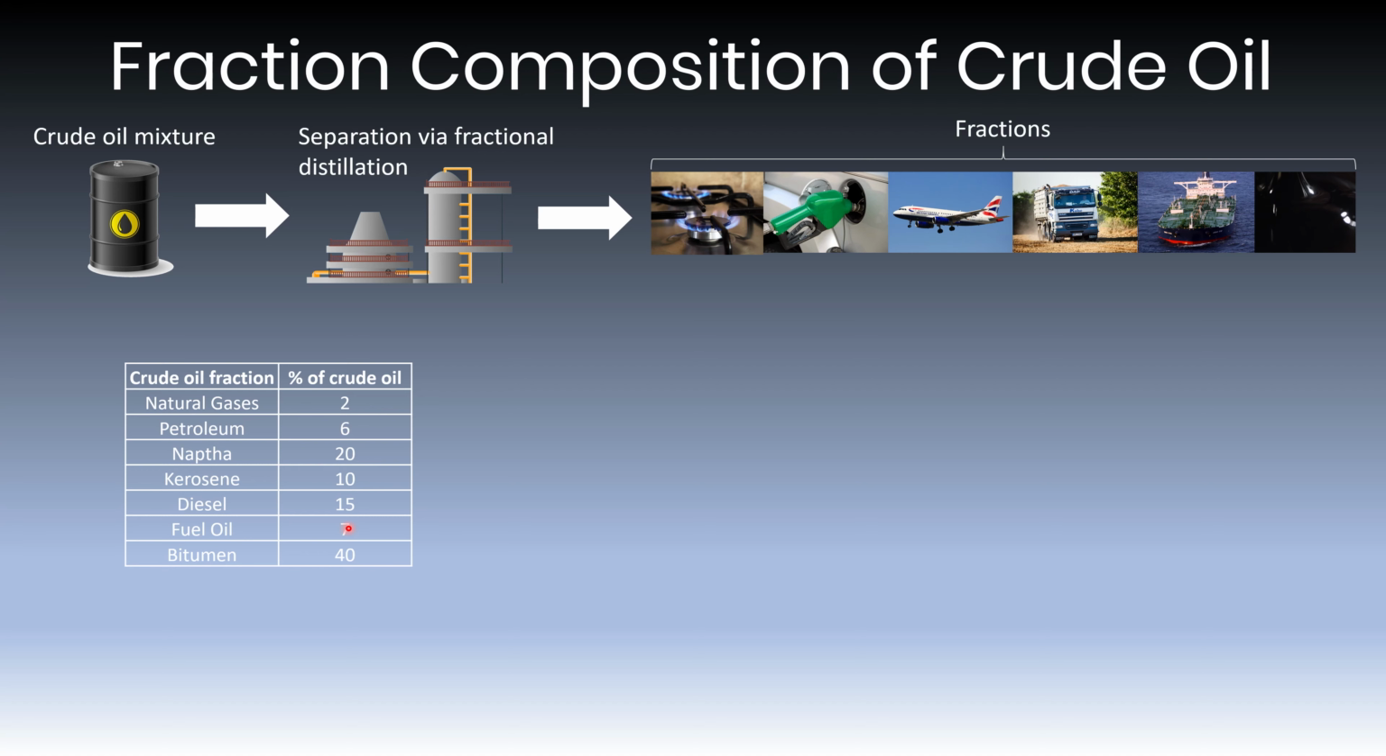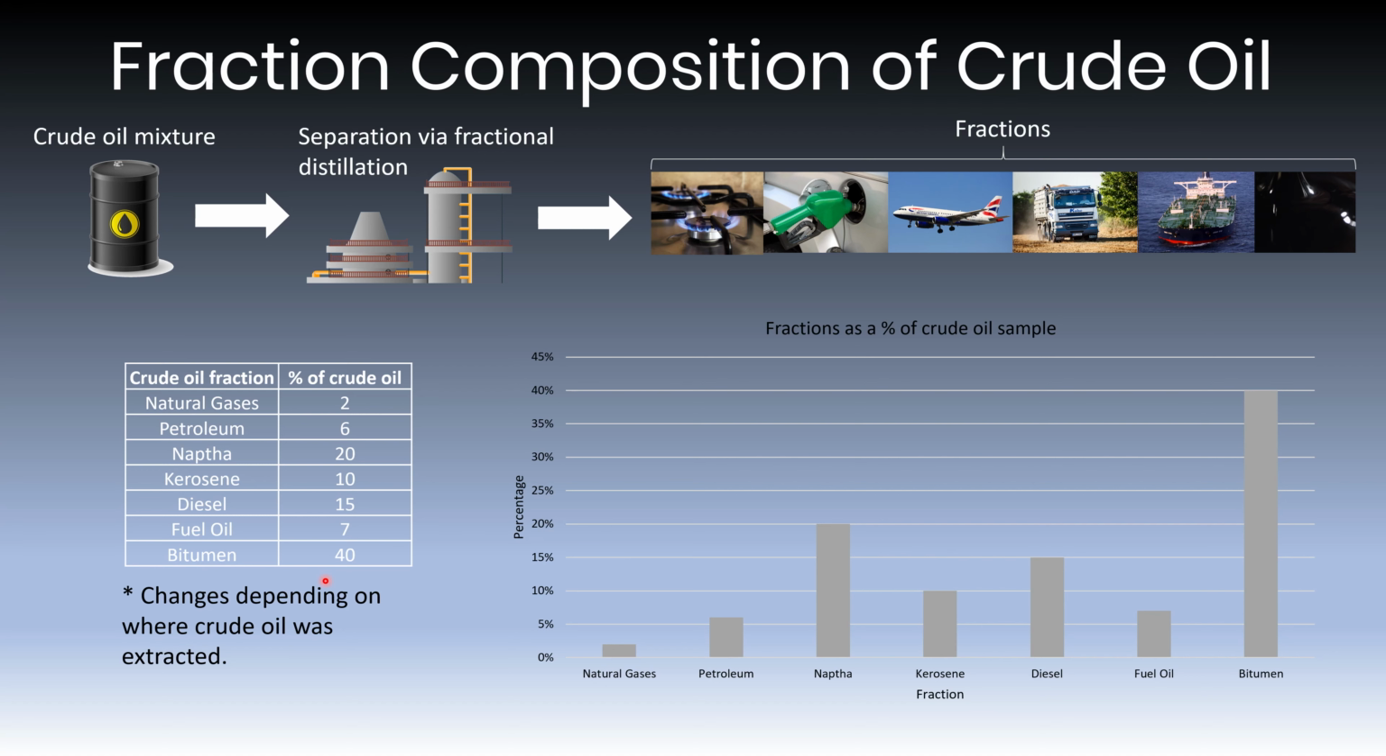Now, this isn't true for every sample of crude oil around the world, and this is likely to vary depending on where the crude oil has been extracted. So you can have a different ratio of each fraction depending on where that crude oil has come out of the ground. I've plotted this to a graph as well, so you can see it a little bit like this.